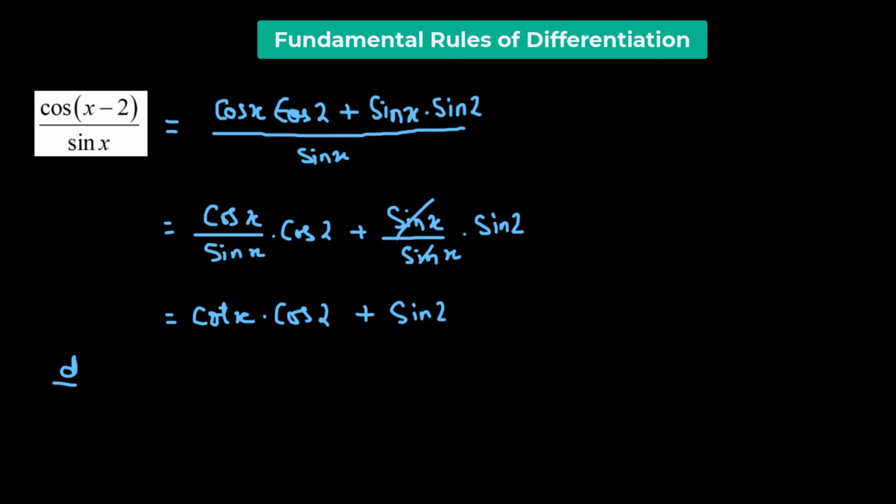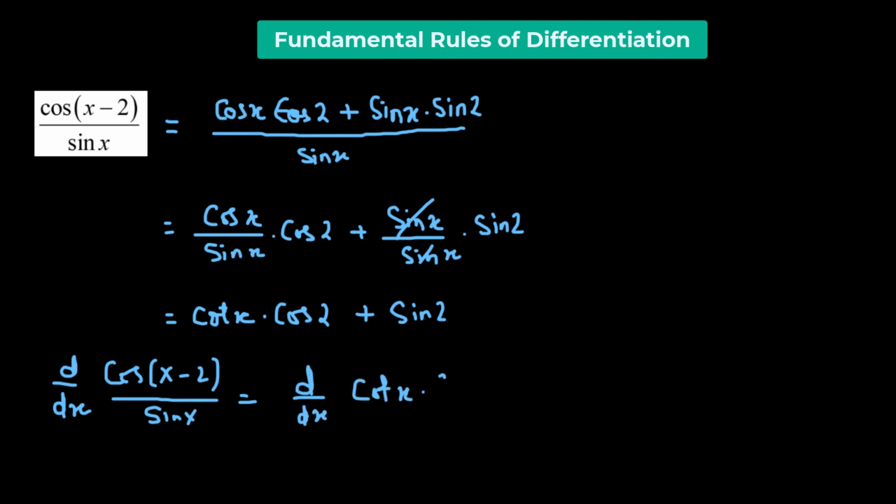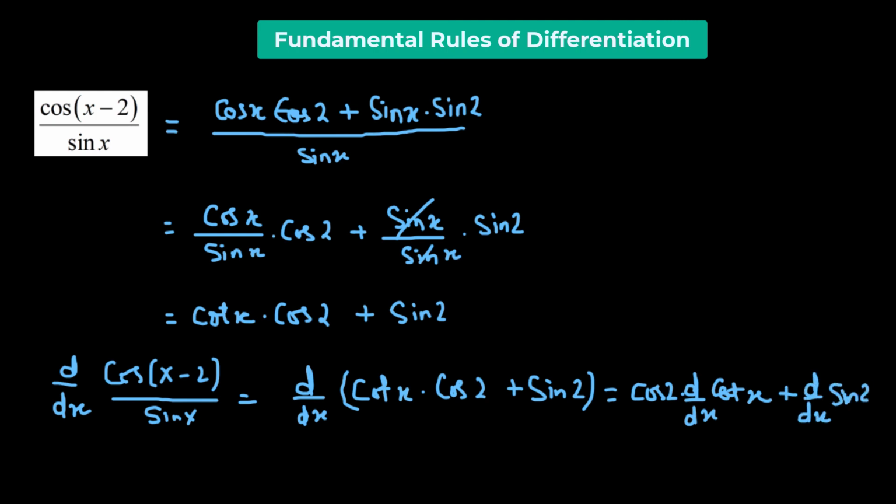So now we are going to find the derivative. So the derivative of cosine of x minus 2 over sine x is simply the derivative of cotangent of x times cosine of 2 plus sine of 2. So we're going to apply the derivative to each term. Cosine of 2 being a constant, we have taken it out of the derivative. So we have cosine of 2 times d dx of cotangent of x, plus the derivative of the constant function, which is sine of 2. Now the derivative of the cotangent function is negative cosec squared x, and the derivative of sine 2 is going to be equal to 0. So this is the derivative of the given function.